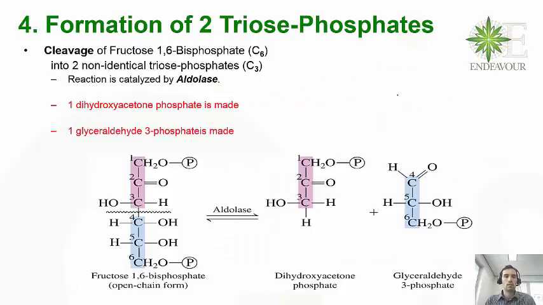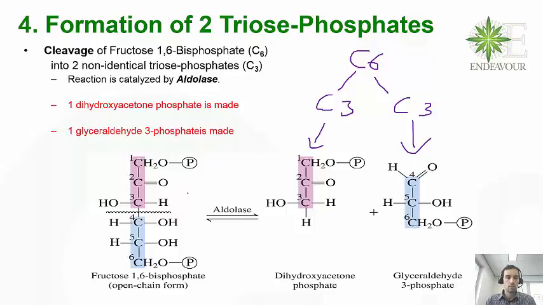Alright, so step 4 is where we're cleaving our 6-carbon compound into 2 3-carbon compounds. We start with something that has 6 carbons and we split it into 2. One of these 3-carbon compounds is dihydroxyacetone phosphate and the other is glyceraldehyde 3-phosphate. You can see what's happened here. Basically, we've split the fructose 1,6-bisphosphate in half.